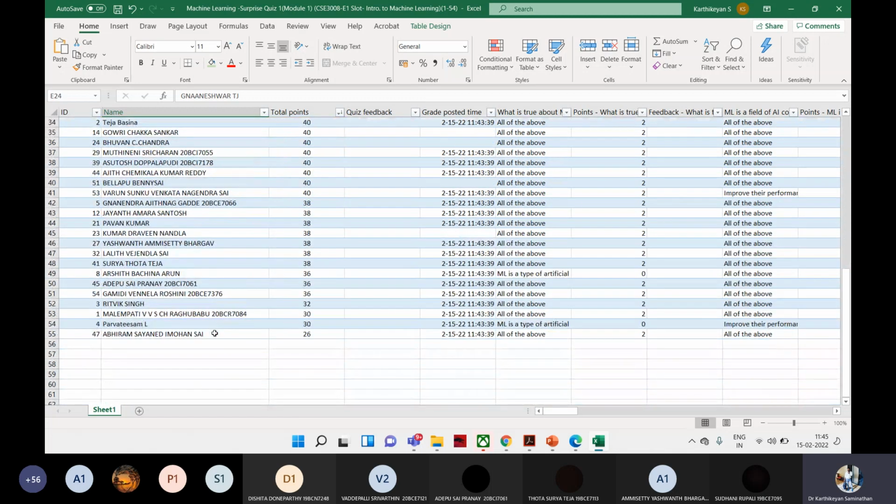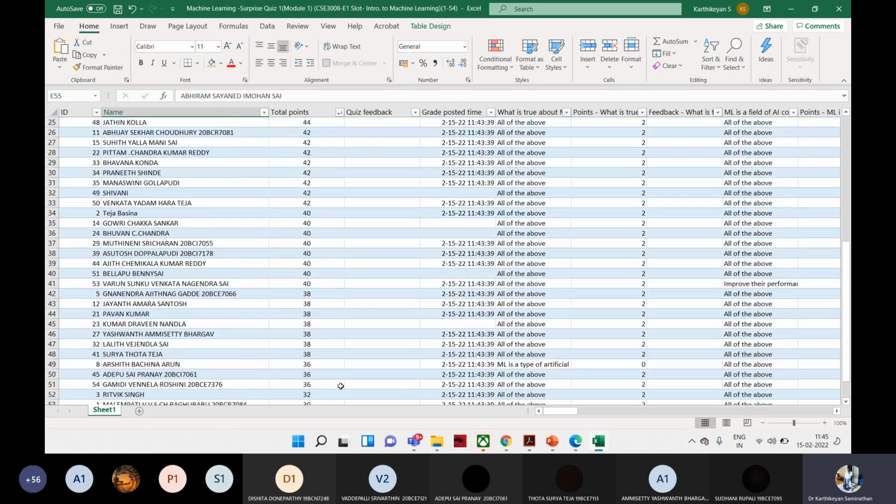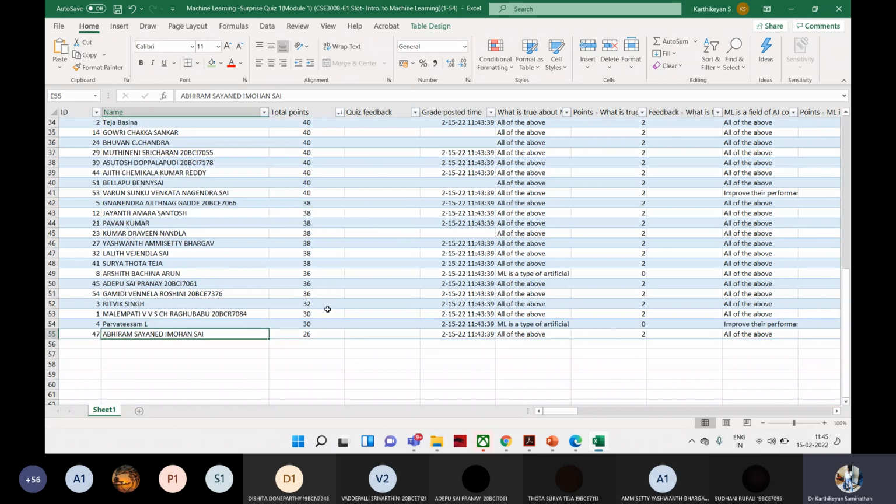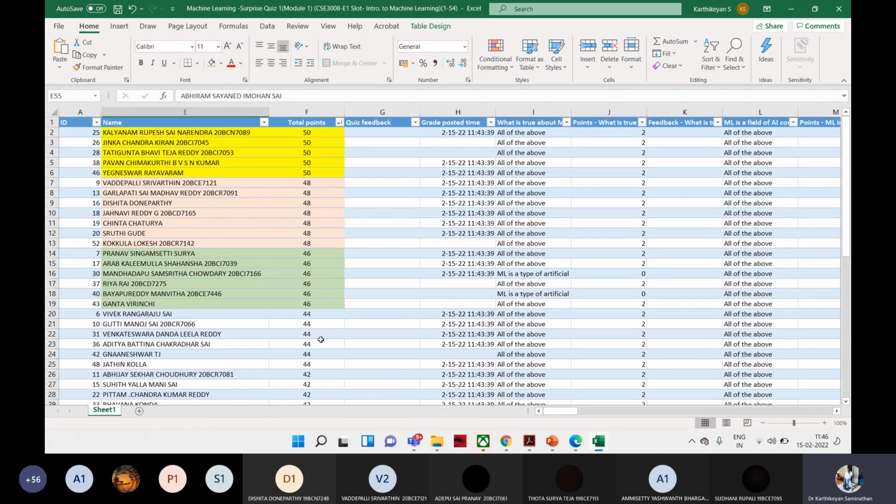Let me see. That is very important. So the least score itself is 26. So 50 percentage, above 50 percentage. So quite good. In between 38, 36, 32. So that is the worst, I mean that is the least mark. Then very good. Only 126. Remaining all good. So very good.